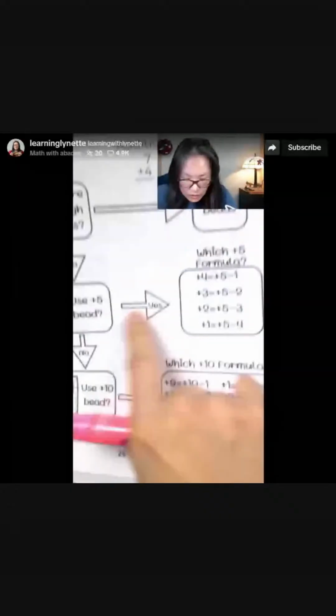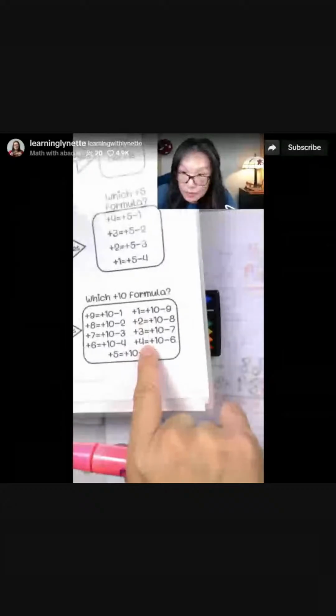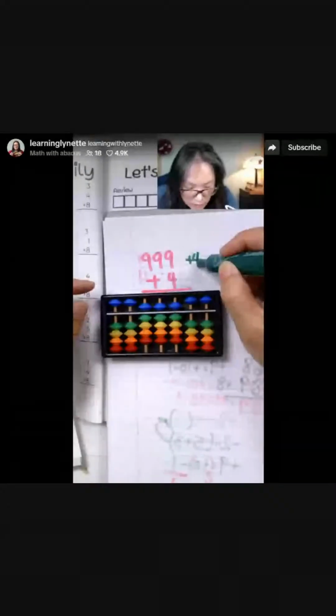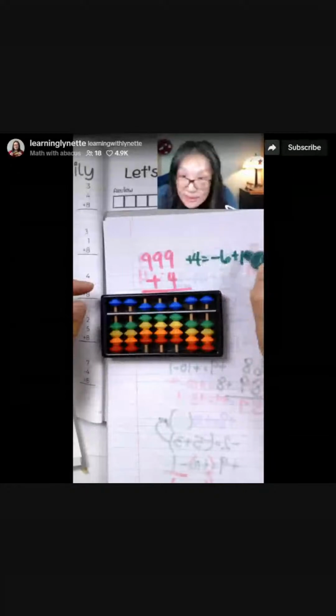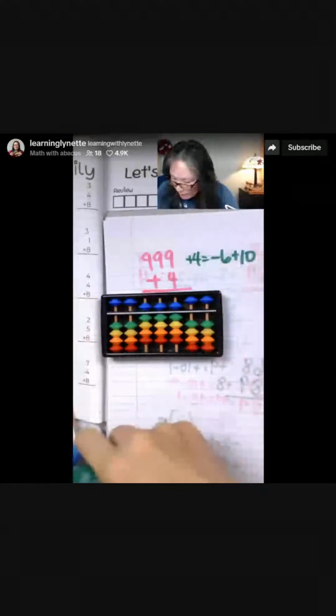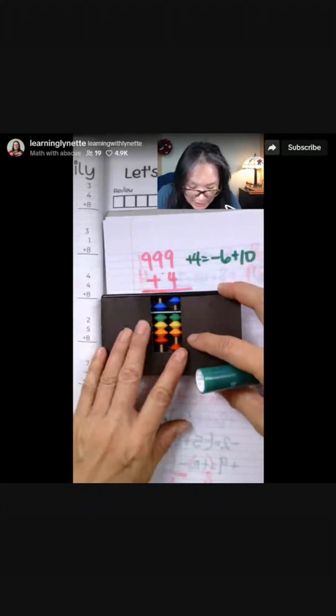When I add the 4, what do I want to do? I want to minus the 6 plus the 10, right? What does that mean? Well, remember, I'm going to add the 4 here. To add the 4, I need to take away the 6. When I take away the 6, then I need to plus the 10. Remember adding the 10: 1, 0. Add the 1, add the 0.